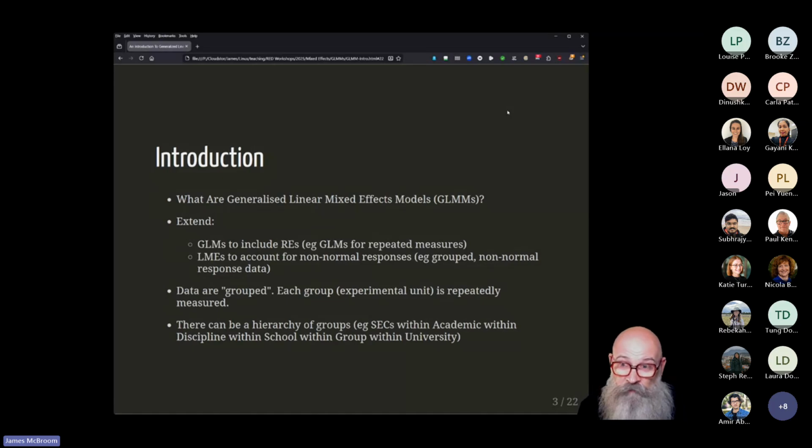Within academics, most academics teach into more than one course and therefore will have multiple SETs or SECs associated with them. Within their academic discipline, within various schools, within the groups, within various universities. So you can start to build hierarchies here or nested hierarchical models that span many, many hierarchies.